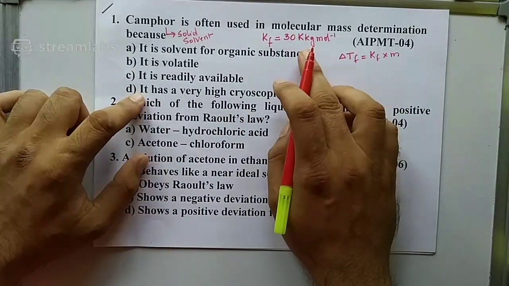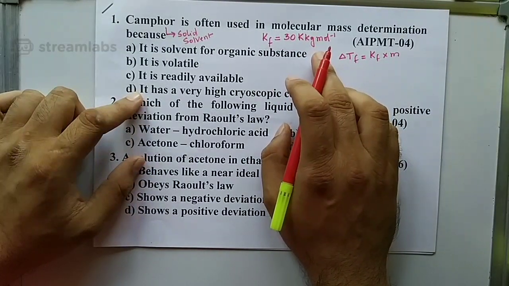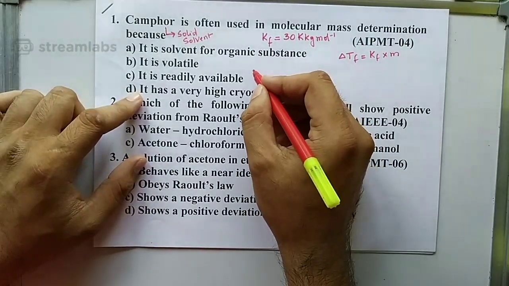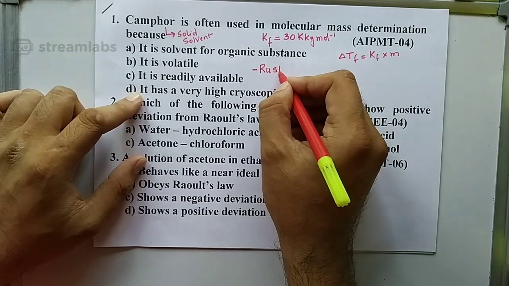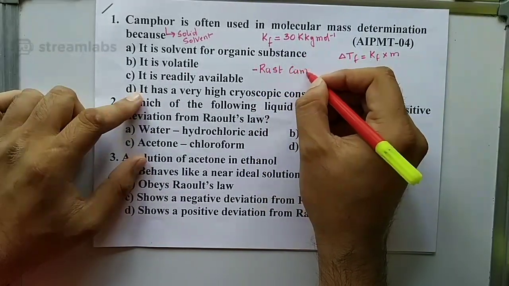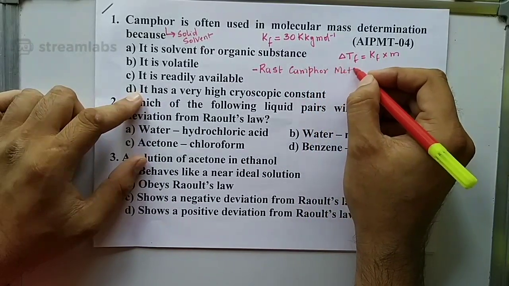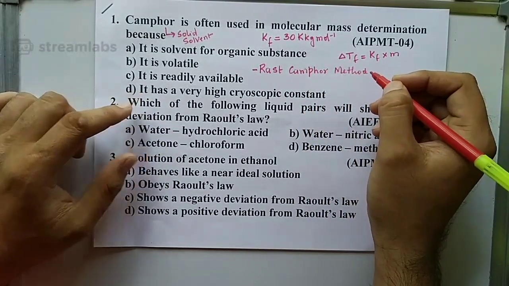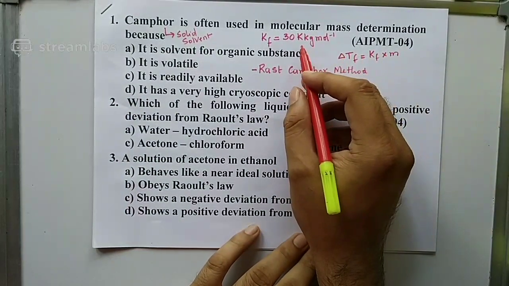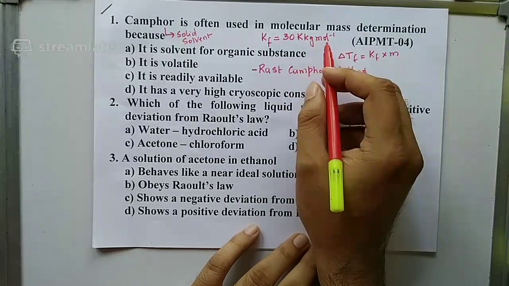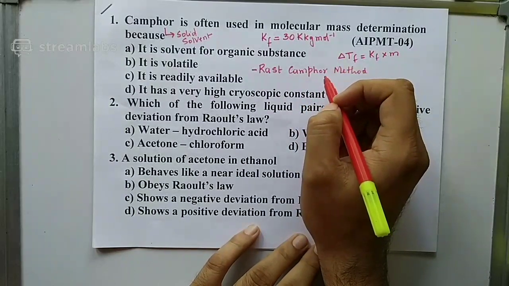Because of its very high Kf value, due to its volatile nature, we can determine the molar mass. The method that we use with camphor to calculate the molar mass is called the Rast-Camphor method. No theoretical explanation for this. Since the value of Kf is very high, about 30 Kelvin, it acts as a solid solvent which can be removed from the reaction.